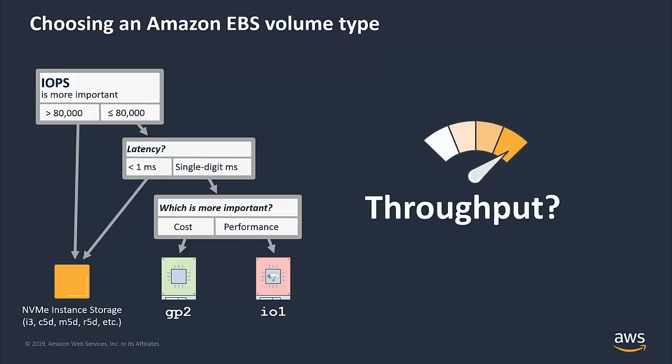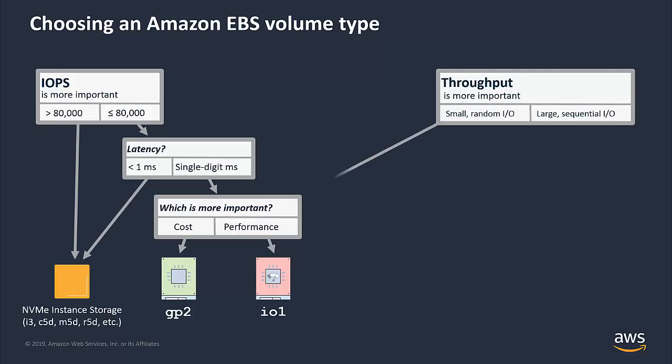Now, what if your workload is more throughput-driven than IOPS-driven? Again, if your workload is small, random I/O, then you'll want to choose an SSD-backed volume. But if your workload generates large sequential I/O, then the next question to consider is how much total throughput your application requires. We mentioned earlier that EBS-optimized EC2 instances have an upper limit of 80,000 IOPS today. A similar upper limit exists for throughput.